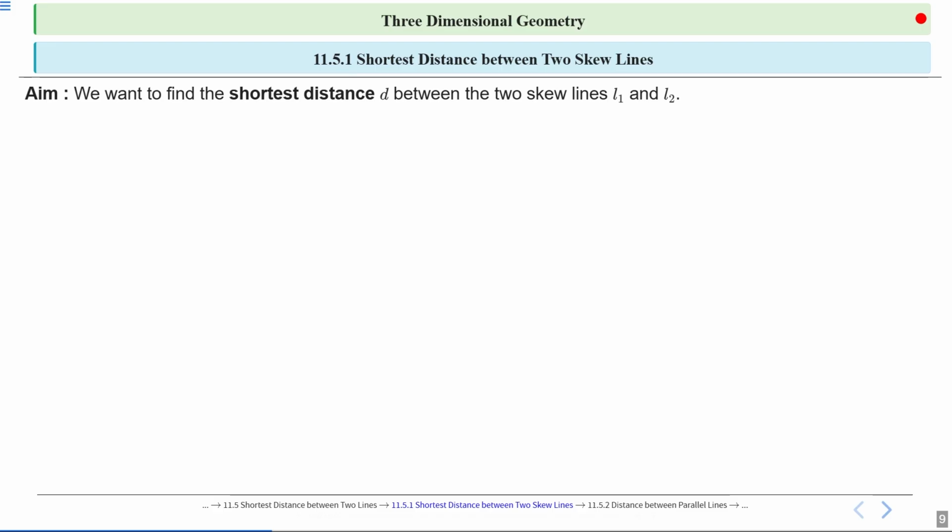Now we want to find the shortest distance, which we will call D, between two skew lines L1 and L2. Skew lines are lines that do not intersect and are not parallel. So the shortest distance between them is not immediately obvious.